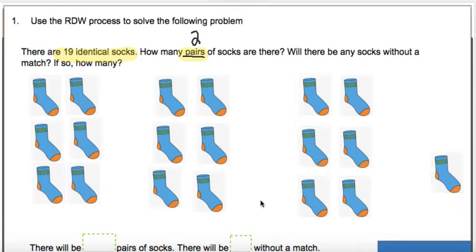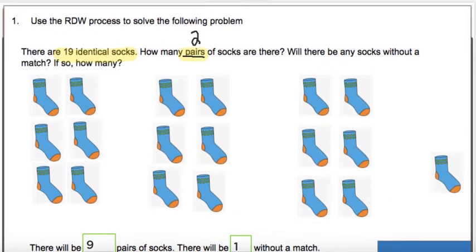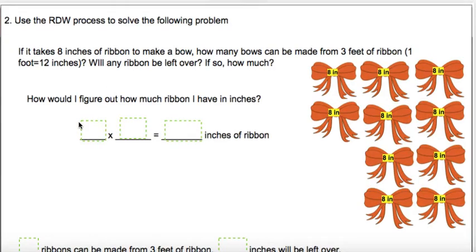How many socks are without a match? Yeah, one sock is without a match. And how many pairs do we have altogether? Good, 9 pairs and one without a match. Good job, you guys. I want you guys to try this next one.